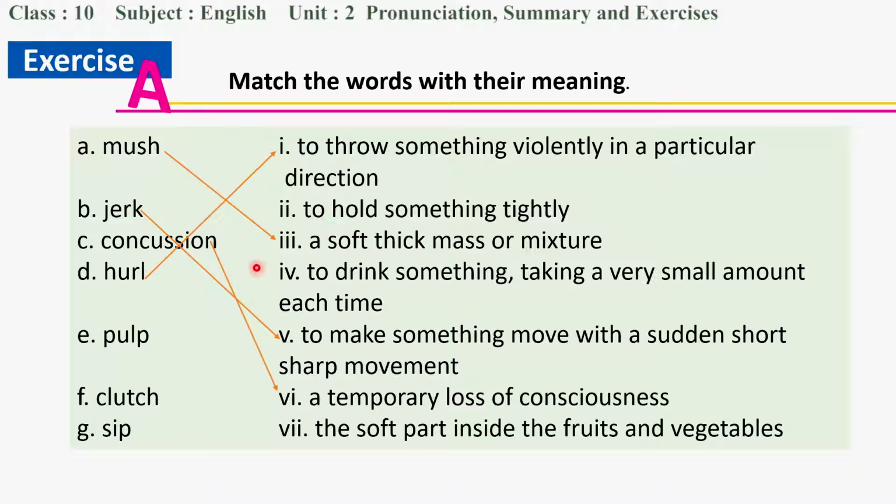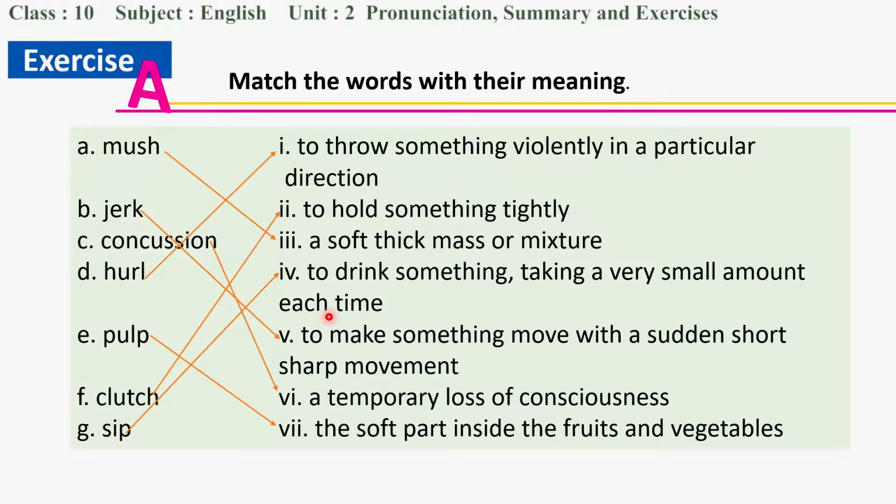Then let's go to the pulp. The orange pulp was there on the ground. So pulp is the soft part inside the fruits and vegetables. Then clutch, to hold something tightly. Look at paragraph number 7. Some people clutch their cheeks, clutch their noses. So they catch it. That's clutch. And then sip. All right, sip, you can remember the event. The writer says that Sylvia starts sipping the wine. All right, sipping means drinking, right? So you have to remember these word meanings.